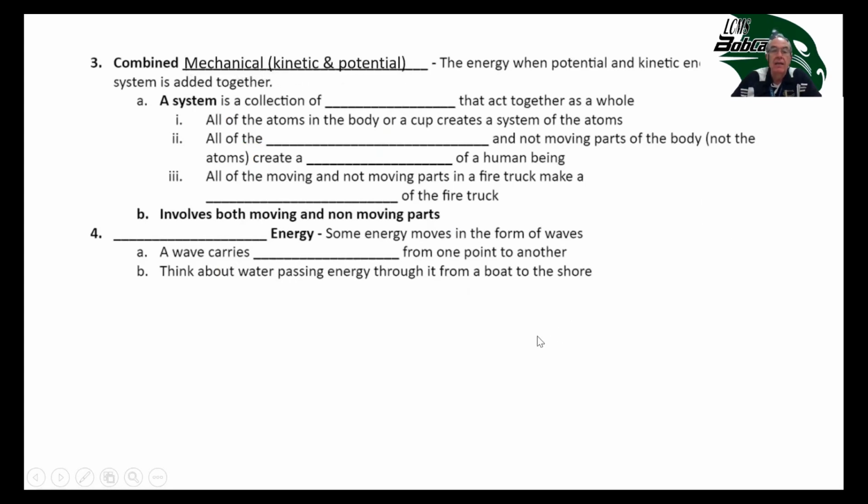As I said, mechanical is when the energy is combined. That's the potential and kinetic energy. It's the energy when potential and kinetic energy of a system is added together. And a system is a collection of objects or things that are acting as a whole. So like your body is a system. So when you're moving, you have mechanical energy. A car that's moving has mechanical energy. So all of the atoms of the body or a cup creates a system of atoms. All of the moving and not moving parts of the body create a system of a human being.